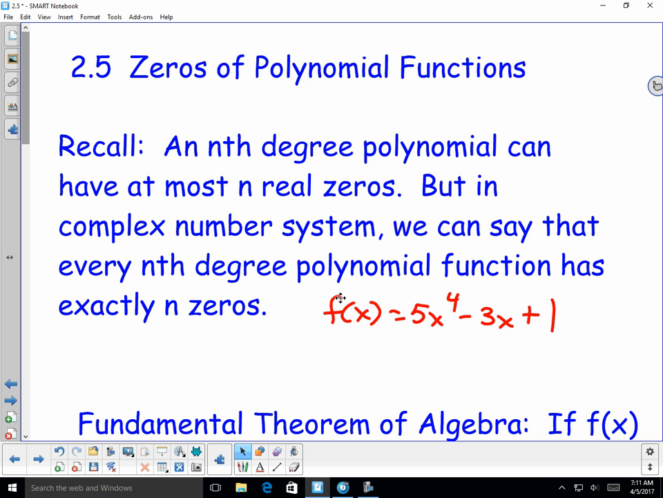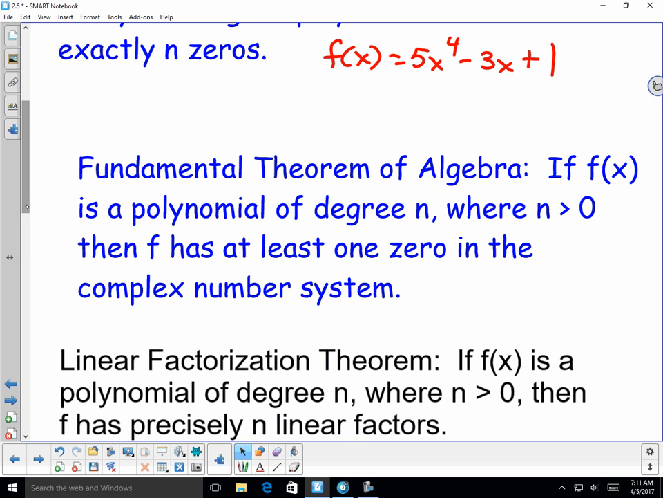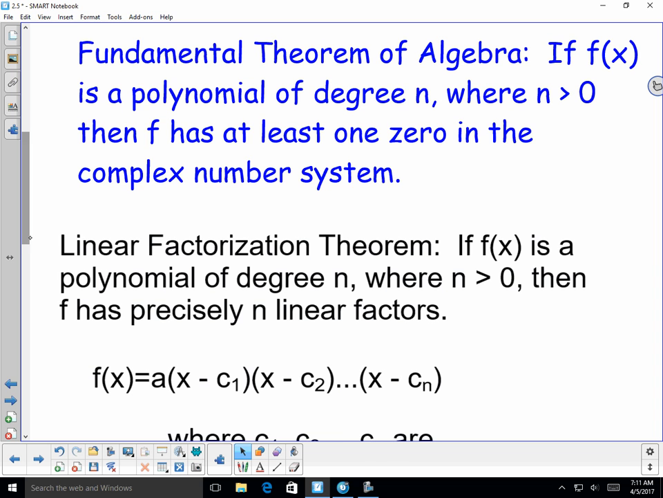All right? So that brings up the fundamental theorem of algebra, which says if f of x is a polynomial of degree n, where n is greater than 0, then f, the function, has at least 1 zero in the complex number system. That's the fundamental theorem of algebra, but I don't think it's as interesting as the linear factorization theorem that says if f of x is a polynomial of degree n, where n is greater than 0, then f has precisely n linear factors. That goes along with the fact that if it's degree n, it's going to have exactly n zeros. They might be real, they might be imaginary, they might be repeated, but there will be n zeros for a degree n polynomial function.